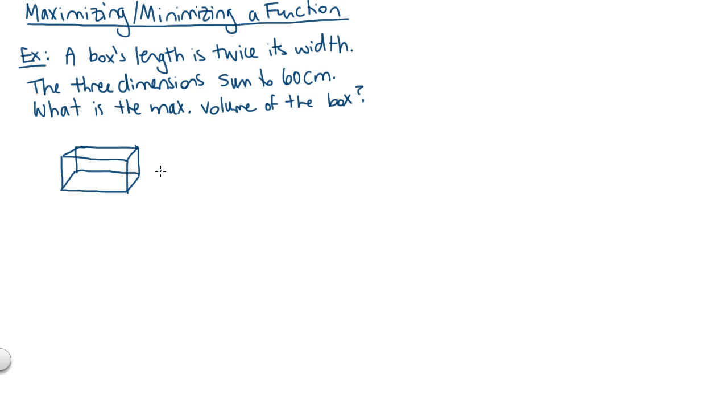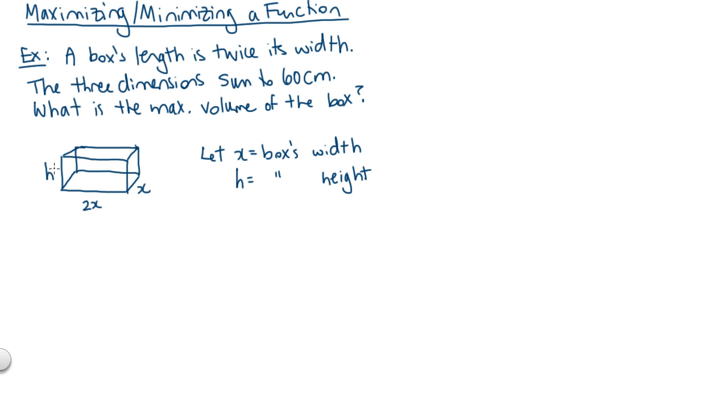So let's see if we can come up with some variables for this problem. Let's let x represent the box's width. Okay, so we can label that on our sketch there. That dimension there is the width. That's x. We know that the box's length is twice its width, so we don't need a separate variable for the length. We know that the length is 2x. Okay, and we don't know the height of the box. So let's let h represent the box's height. And we can label h on our diagram as well.